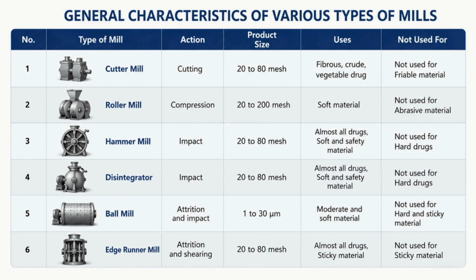And finally edge runner mill. Here the action is crushing and shearing, and the product size achieved here is 20 to 80 mesh. It is used for almost all drugs and not suitable for sticky materials. So learn this table by heart, it is very important.